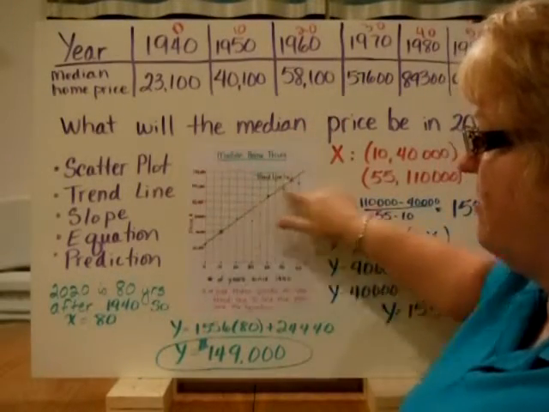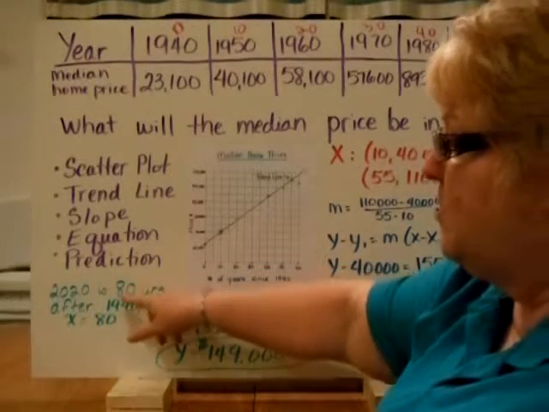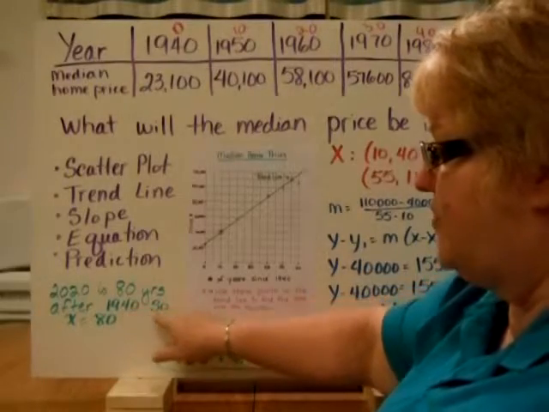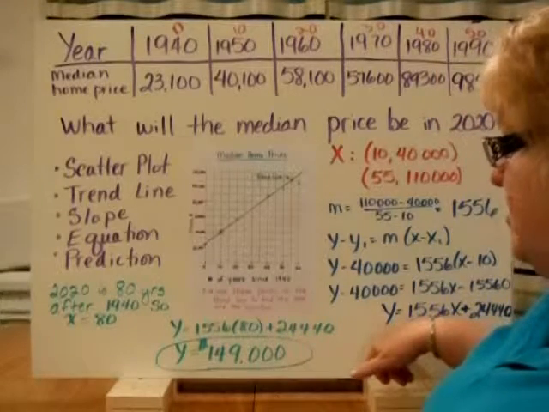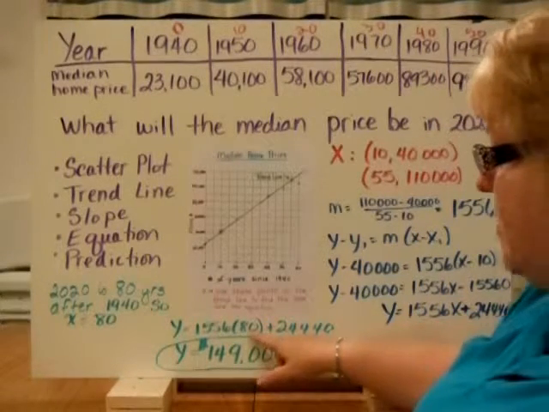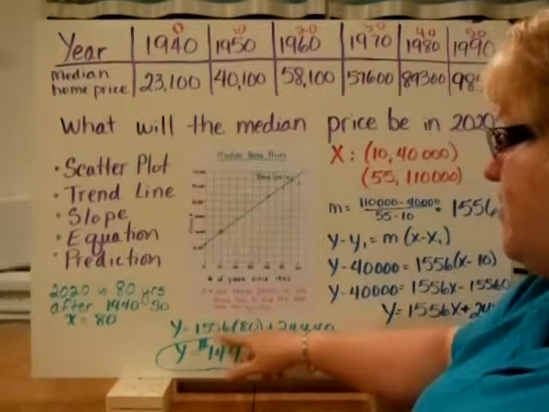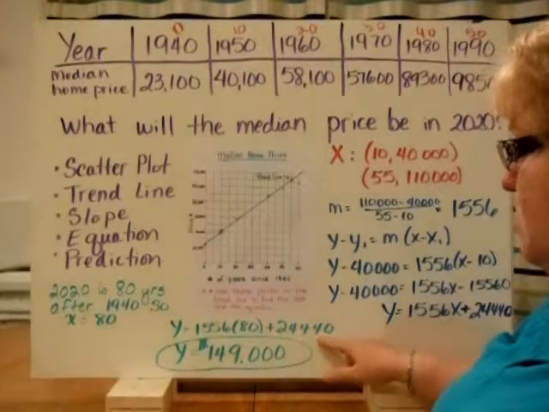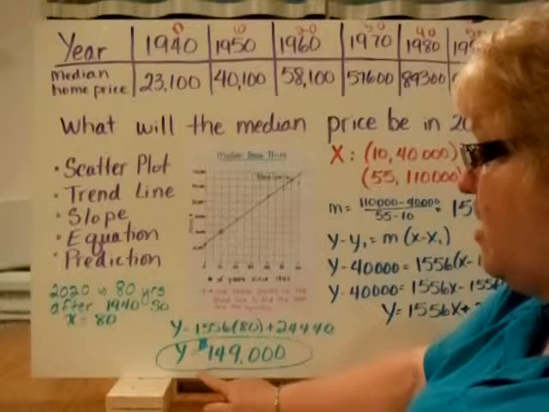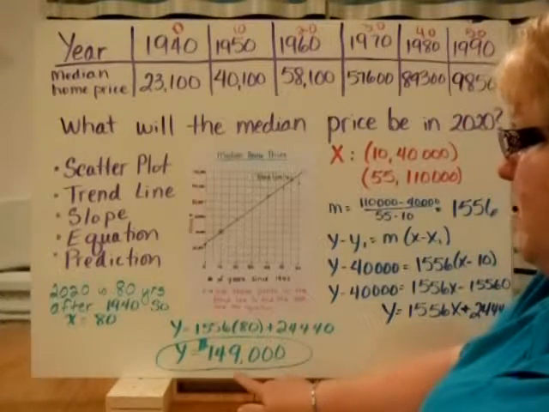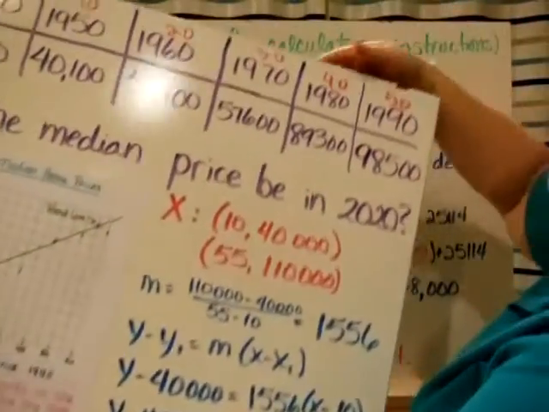To answer our question, we've done all of this. We have our scatter plot, we have our trend line, we found the slope, and we wrote the equation. To make our prediction, we know that 2020 is 80 years after 1940, so we're going to use x equals 80. So we go back to the equation we just determined, and in place of x, we put the 80 for the year 2020. Do 1,556 times 80 plus 24,440, and we find that the predicted price of a home in 2020 would be $149,000.